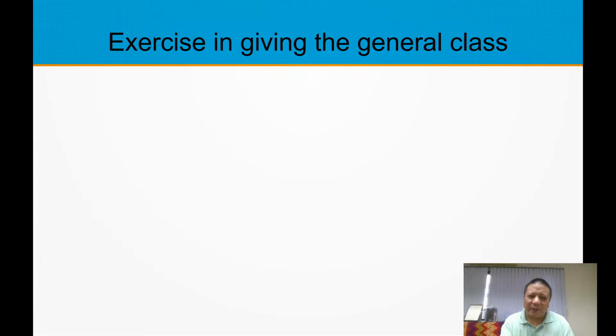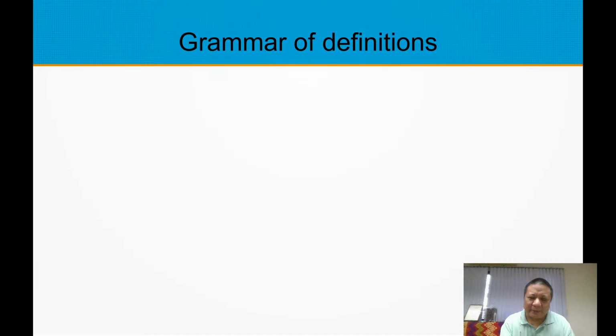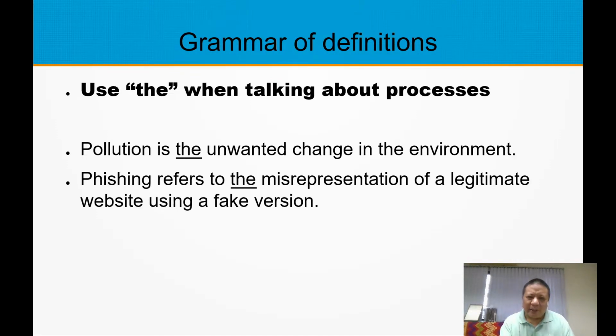Okay, because we are doing online class, we will not have an exercise, but we'll talk about the grammar of definitions. Here's one rule that we could use: use the when talking about processes. For example, pollution is the unwanted change in the environment. Phishing refers to the misrepresentation of a legitimate website using a fake version. So use the when talking about processes.